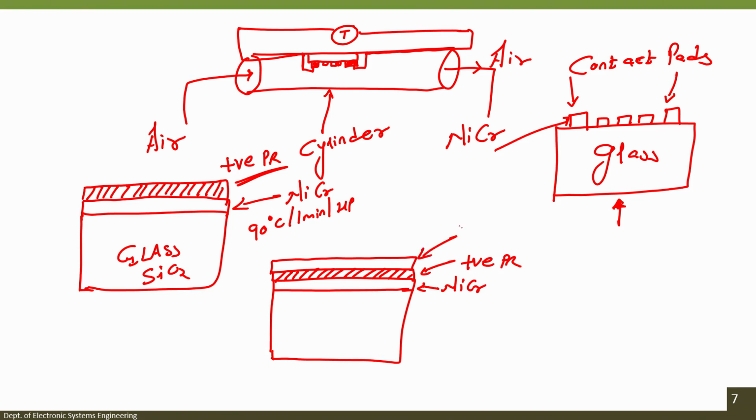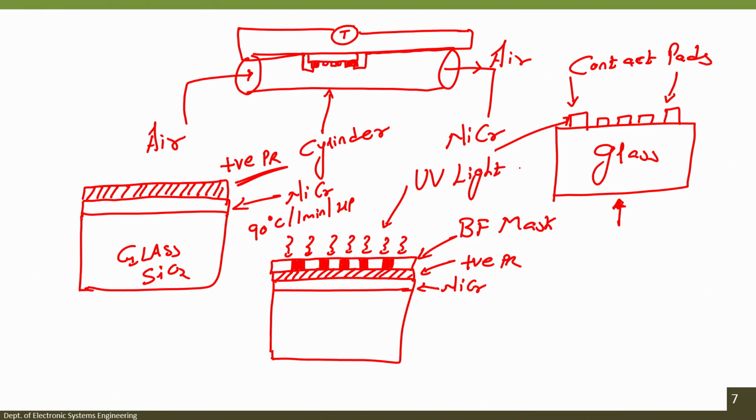What kind of mask can I load? I load a bright field mask. So, if I have a positive photoresist and if I have a bright field mask, then what will happen? The area which is not exposed by UV light will be stronger. By this time, you should know this. Okay, this is what we are doing, UV exposure, right.